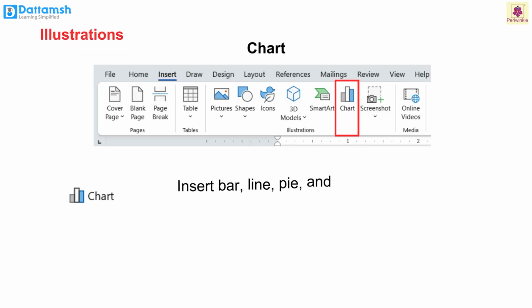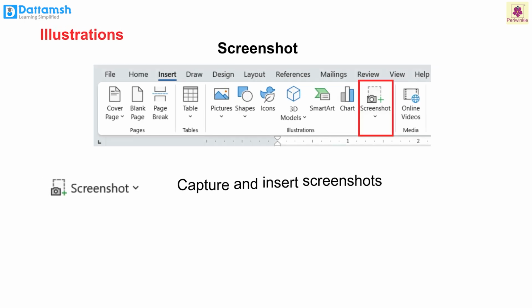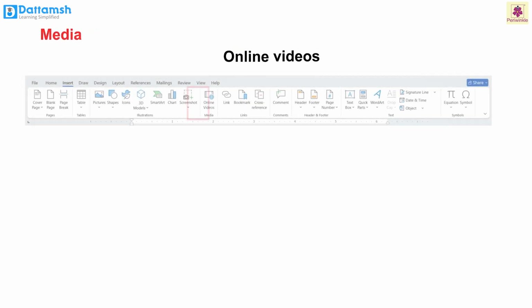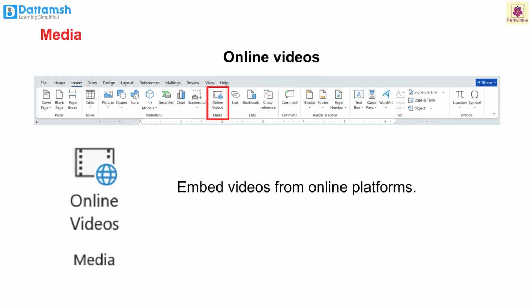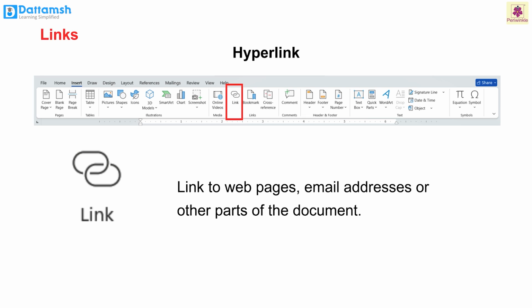Charts. Insert bar, line, pie, and other charts to visualize data. Screenshots. Capture and insert screenshots of open windows. Media. Online video. Embed videos from online platforms. Links. Hyperlink. Link to web pages, email addresses, or other parts of the document.